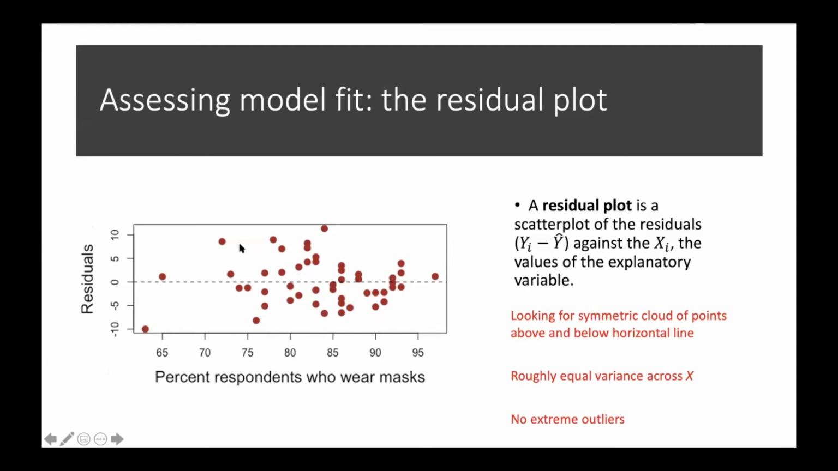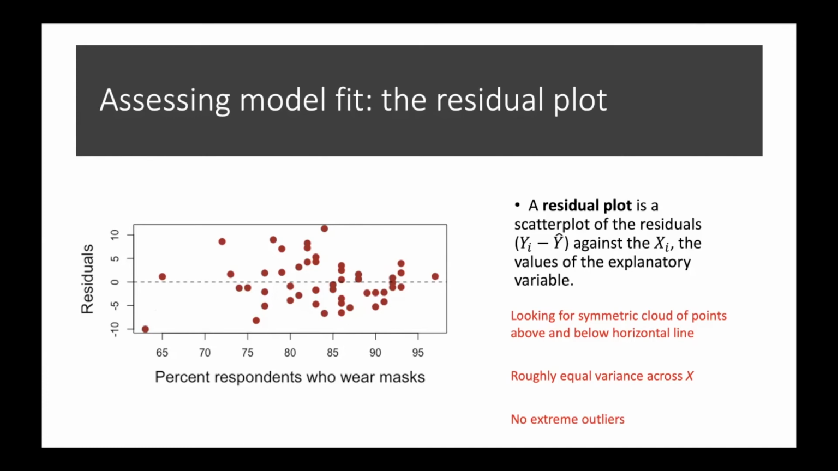So these values up here that are positive residuals were values that were greater than the regression line. These negative residuals represented observations that were lower than expected based on the regression line. And these values along the x-axis correspond to the percentage of respondents who are wearing masks in each of those 50 states for which we calculated a residual. Okay, and this plot tells us an awful lot about many of the assumptions of our regression model.